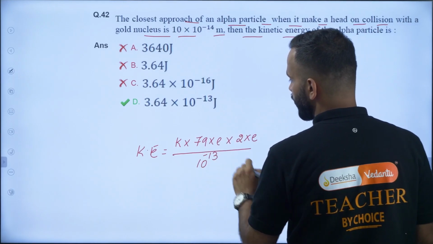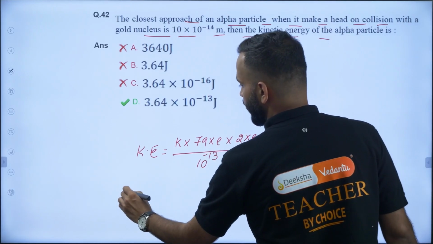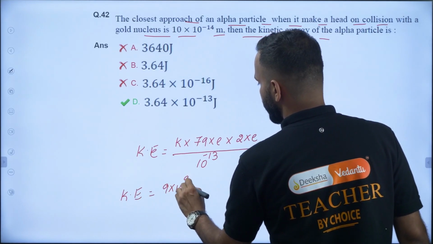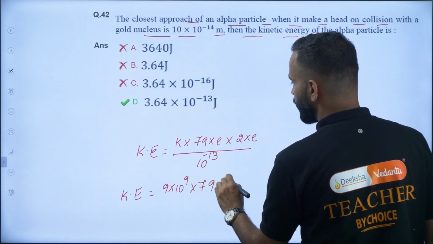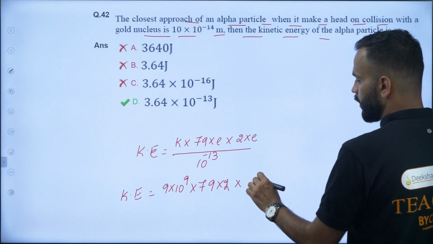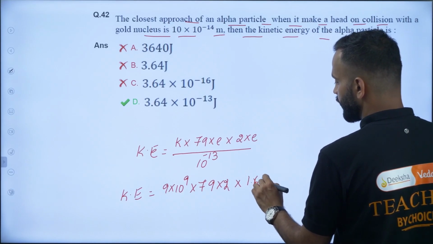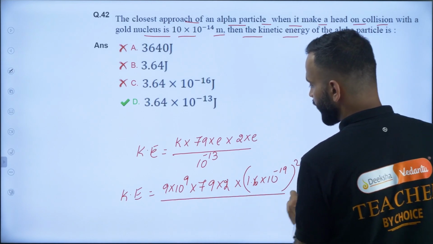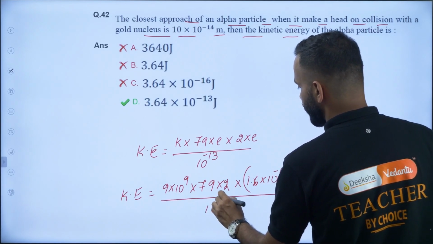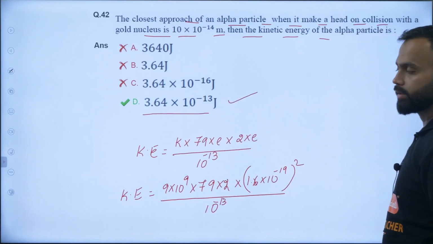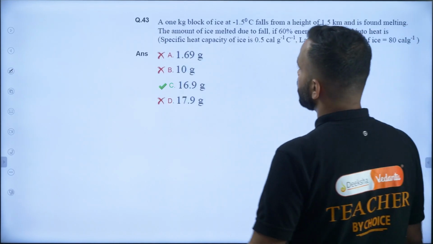So now the kinetic energy of the alpha particle is equal to 9 into 10 to the power 9 into 79 into 2, into 1.6 into 10 to the power minus 19 squared, divided by 10 to the power minus 13. So now solve this, you will get 3.64 into 10 to the power minus 13 joule. Okay, the correct option is D. Next one, question number 43.